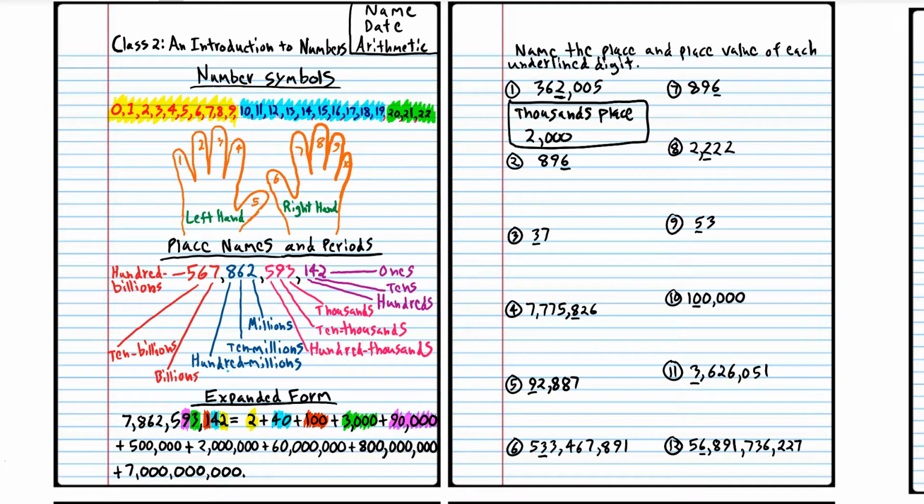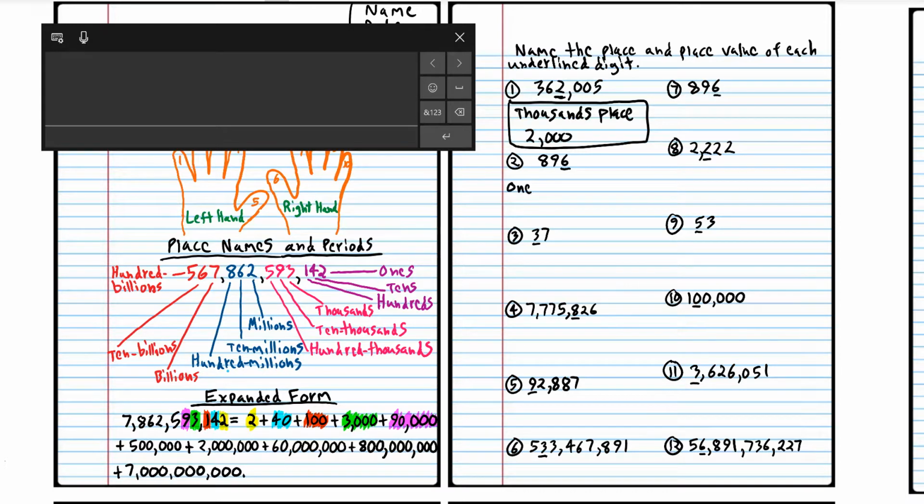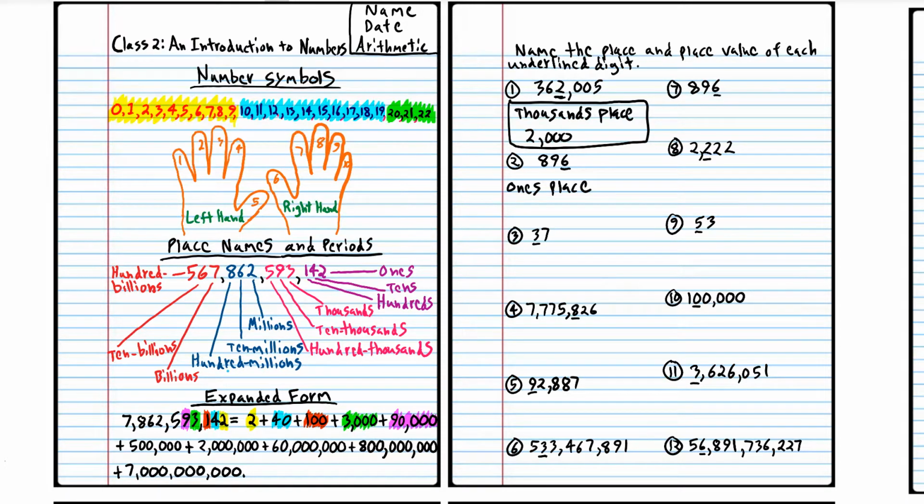Number 2, the 6, is in the ones place. How do I know that? Because it's the first number to the right, and the first number to the right is the ones place. What number is in the ones place? It's 6. So there are 6 ones. Now you try number 3. Use your place names and place value chart here. When you come back, we'll do it together. So pause the video.